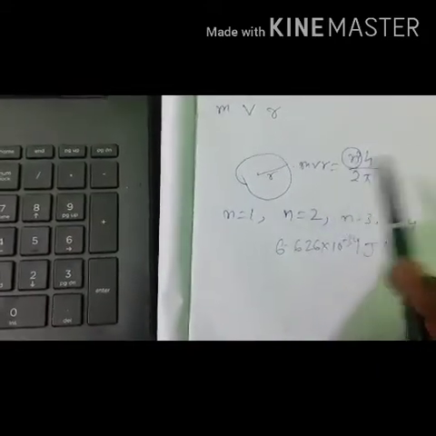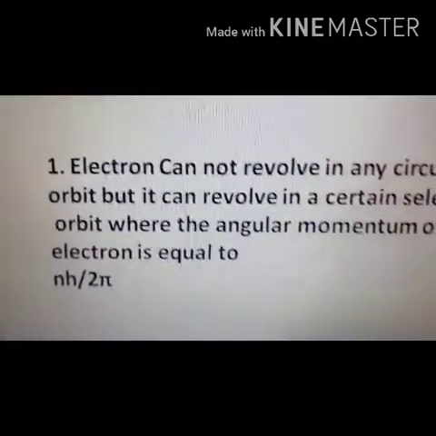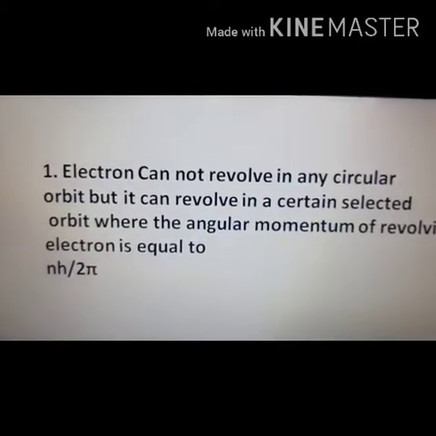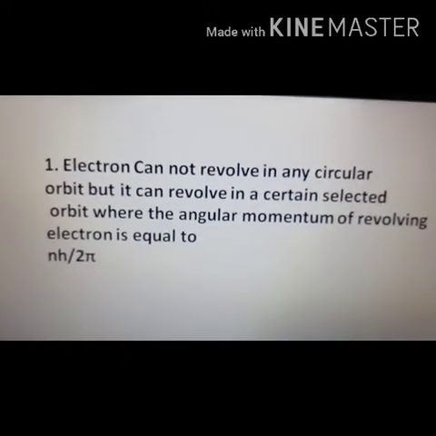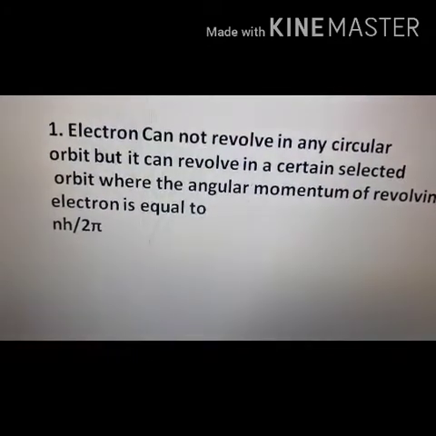So the first postulate said that an electron cannot revolve in any circular orbit, but it can revolve in certain selected orbits where the angular momentum of the revolving electron is equal to nh by 2 pi.